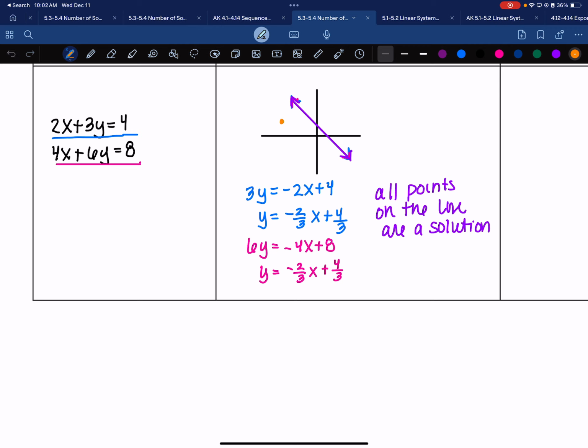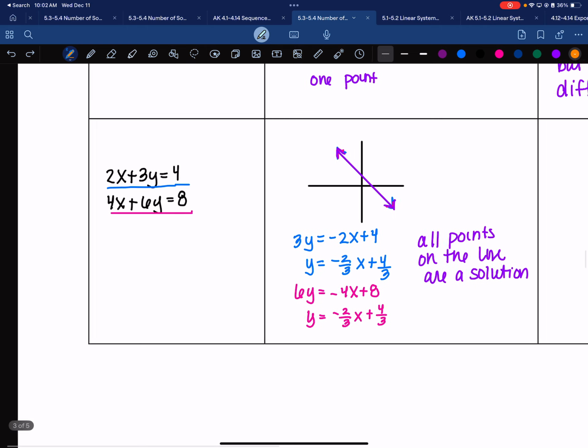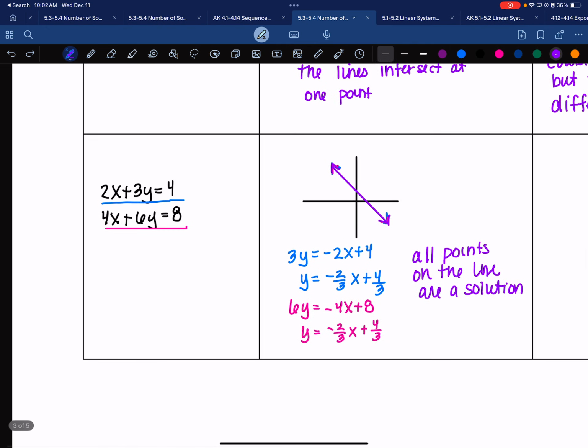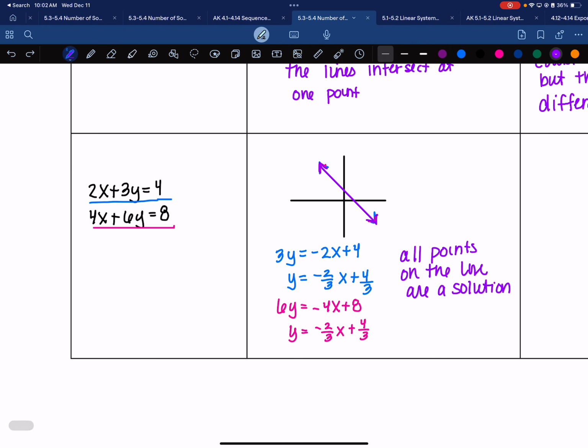This point right here, that ordered pair would be made up of real numbers, right? Is it a solution to this system? No. So when you are describing a solution that has all the points, it's infinitely many solutions. The arrows indicate it goes up and up forever and down and down forever. So every point on that line would be a solution.